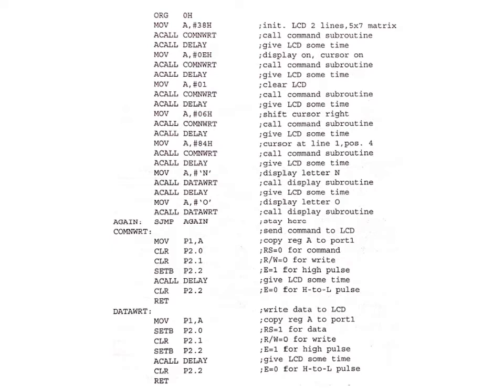Then SETB P2.2. P2.2 is nothing but the enable pin, so E is equal to 1 for the high pulse. Then ACALL DELAY, to give the LCD some time to do its internal operation, so we create a delay. Then CLR P2.2: initially we set P2.2, then we clear it, meaning a high to low transition, so E is equal to 0 for the high to low pulse. So this is what is done. Then RET, to go back to the place where it was called.